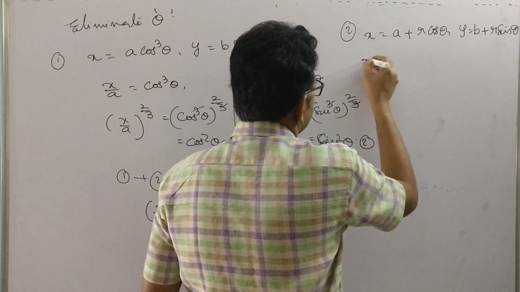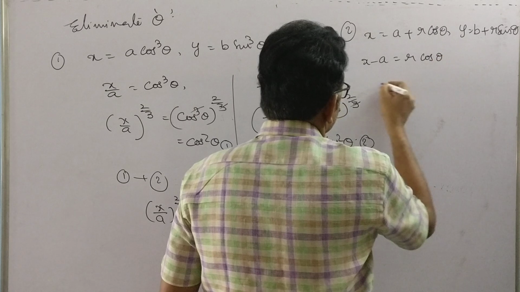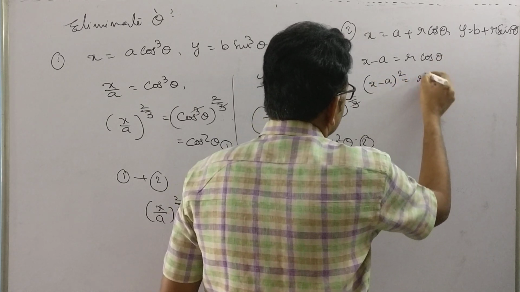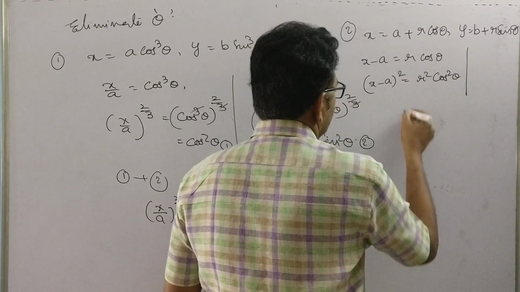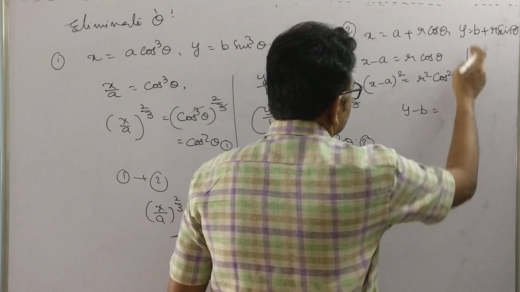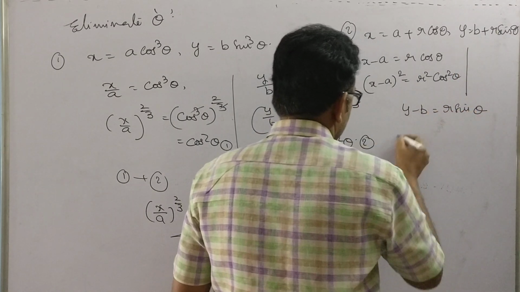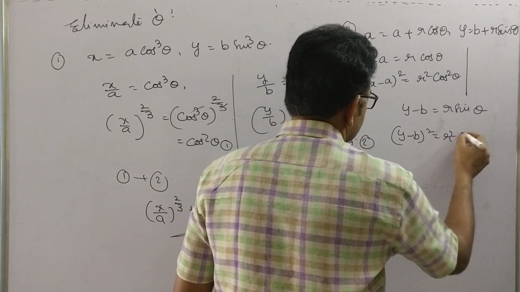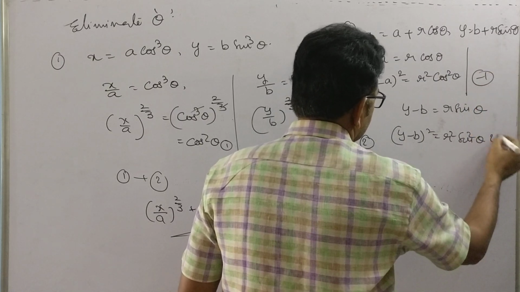Here x minus a is equal to r cos theta. X minus a whole square is equal to r square cos square theta, and y minus b is equal to r sin theta, and y minus b whole square is equal to r square sin square theta. So this is first one and this is second one.